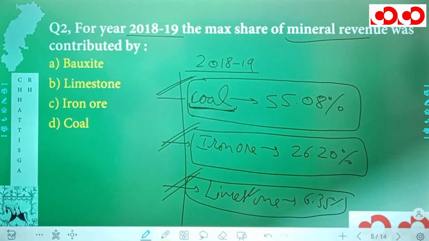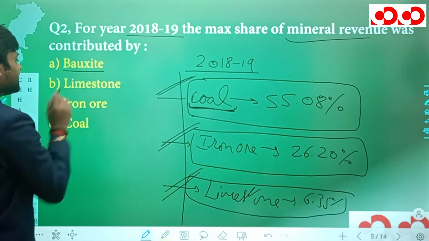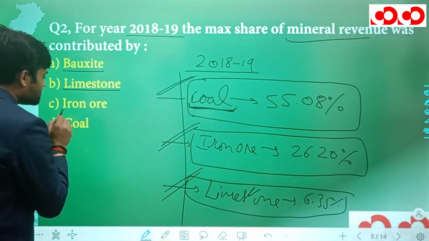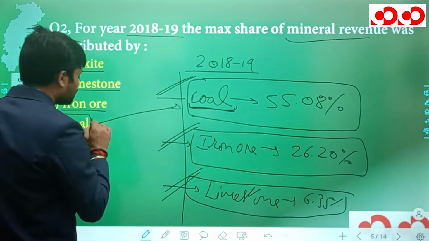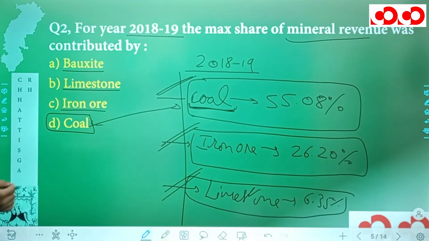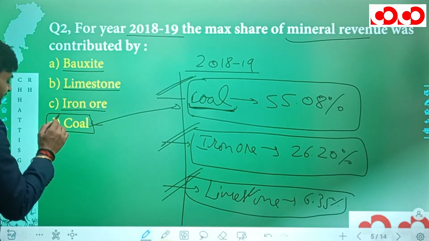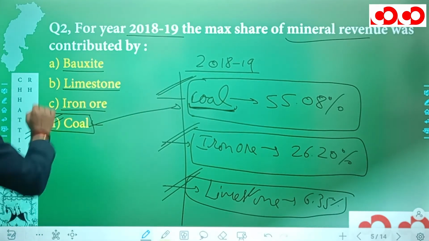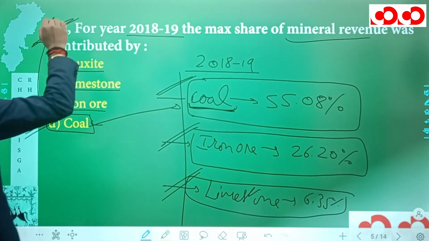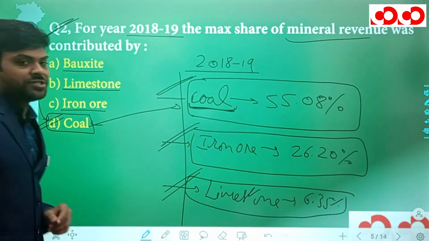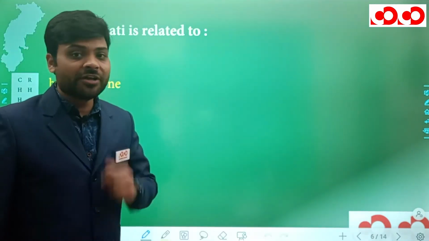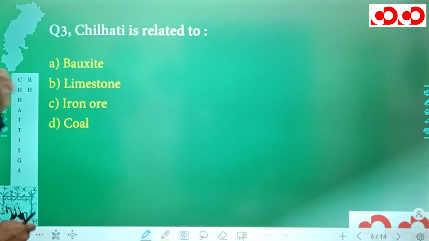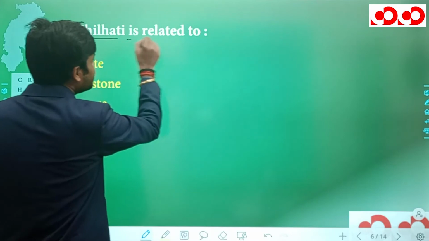Now coming back to the options, in option A we have bauxite, in option B we have limestone, in option C we have iron ore, and finally in option D we have coal. And I have already told you that coal is the correct answer. And when coal is mentioned in option D, then you know that option D is going to be the correct option for our second question. So this was all about the second question. Now next we have our third question. In the third question we have: Chilhati is related to.